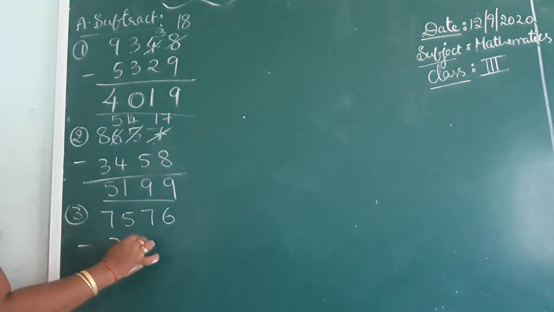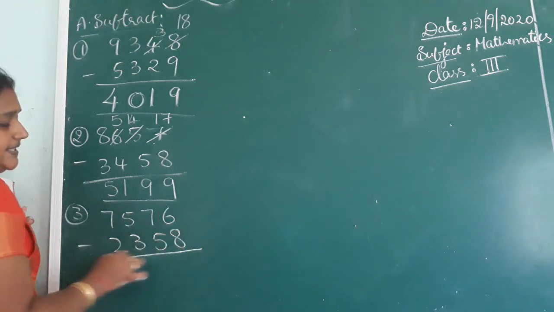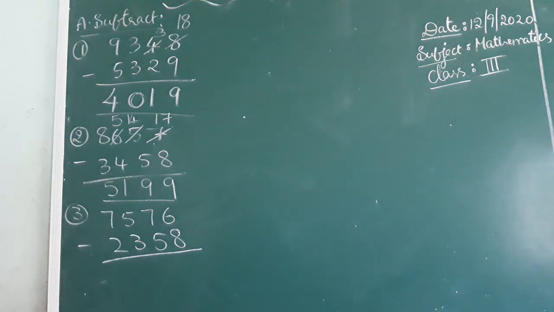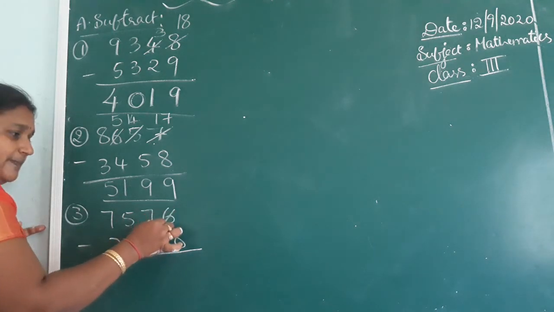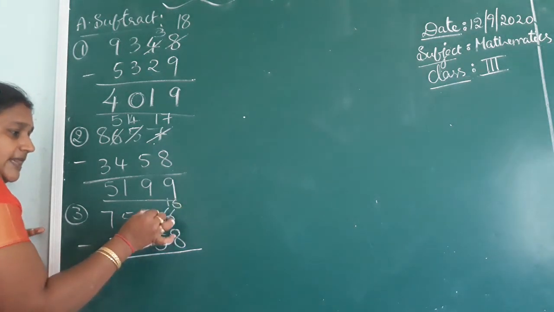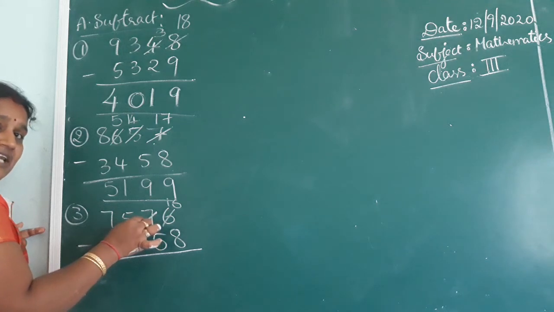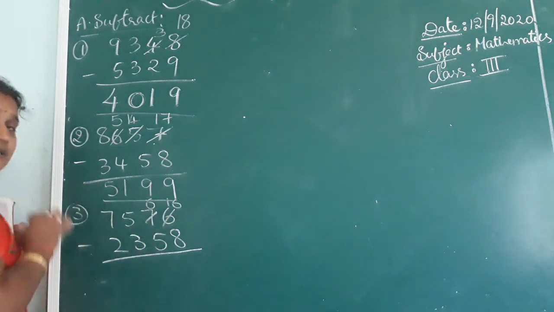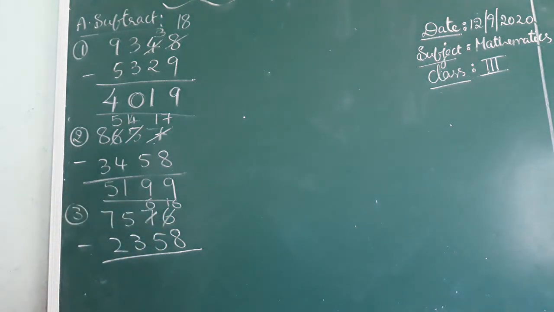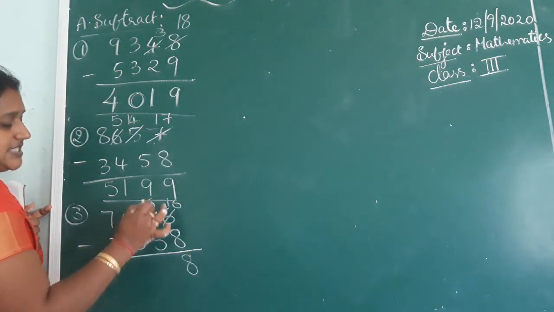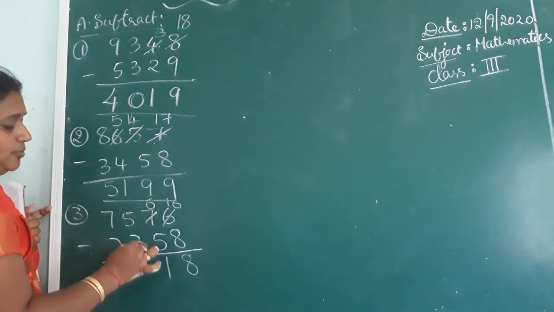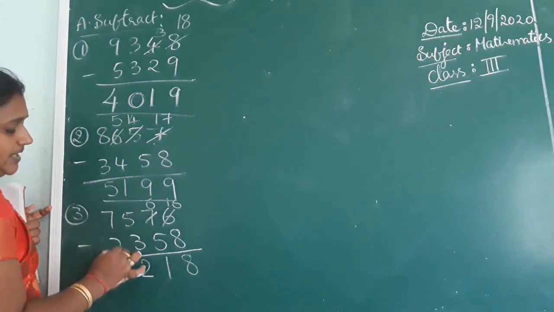7576 minus 2358. 6 minus 8. Is it possible to borrow 6 minus 8, children? No, it's not. So borrow from the before number. Now it is 10 plus 6, 16. The before number becomes 1 less than 7, 7 minus 1, 6. 16 minus 8, 8. 6 minus 5, 1. 5 minus 3, 2. 7 minus 2, 5.